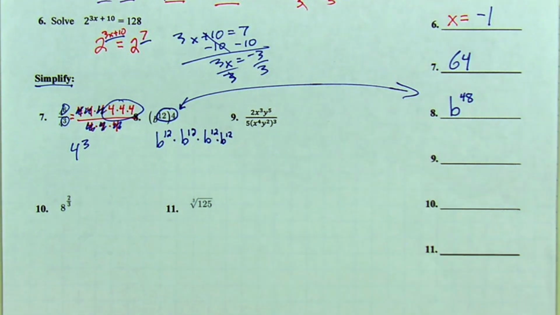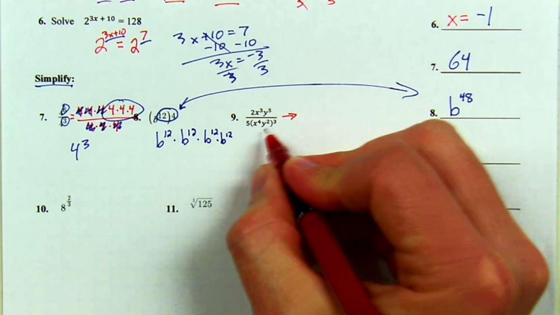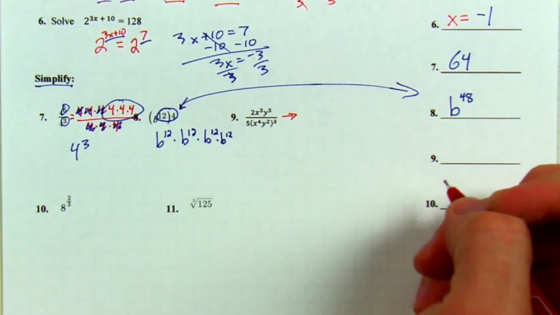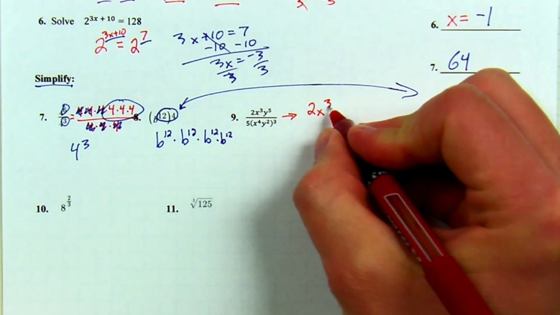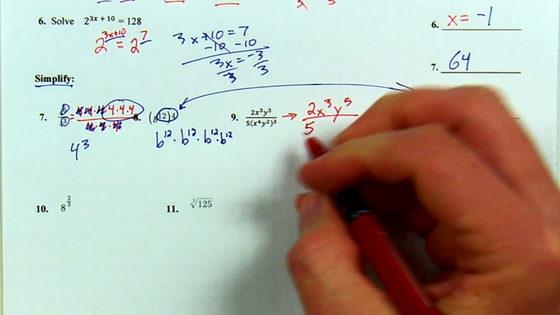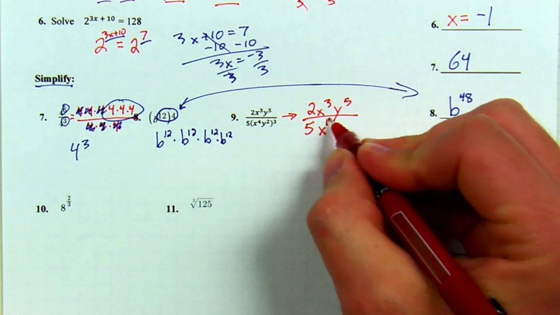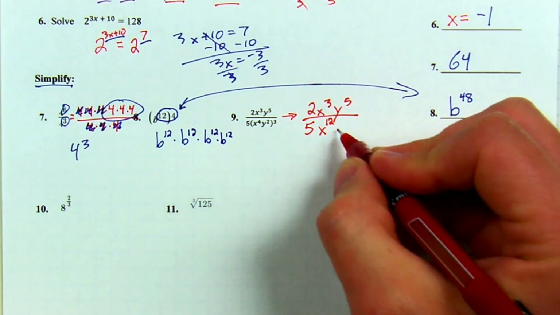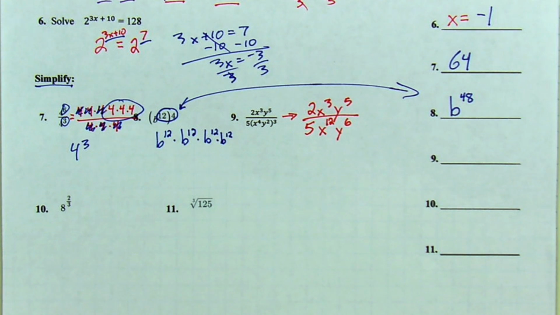All right, number 9, similar to before. Before I do anything else, I've got to cube the parentheses stuff. So let's not mess with the top. Let's not mess with the 5, but I'm going to cube the x to the 4th, and that's x to the 12th. I'm going to cube the y squared. That's 2 times 3 is 6. And now I can start matching, scratching, subtracting, doing whatever I need to do.